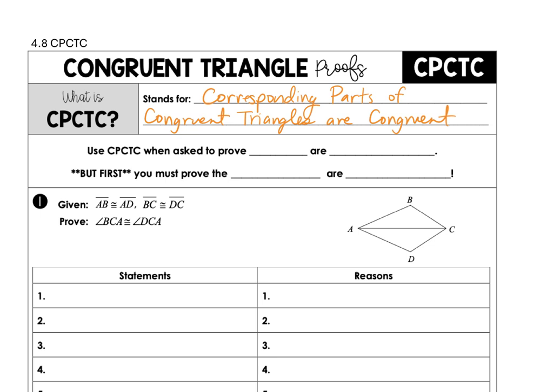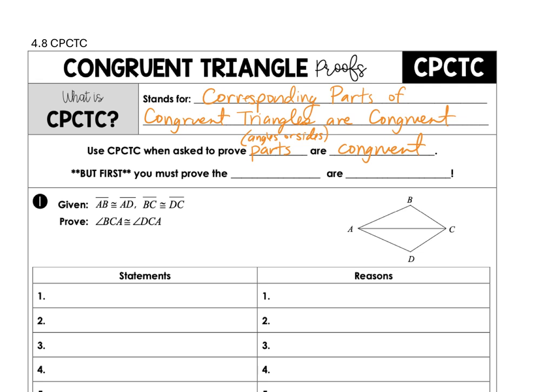CPCTC. So you will use CPCTC when you are trying to prove the parts, in other words, the angles or sides are congruent. Okay, if your last step of the proof is not triangle something congruent to triangle something, but instead angle congruent to angle or segment congruent to segment. So look for your last step. What are they asking you to prove? If that last step is not triangles congruent, it's probably CPCTC.